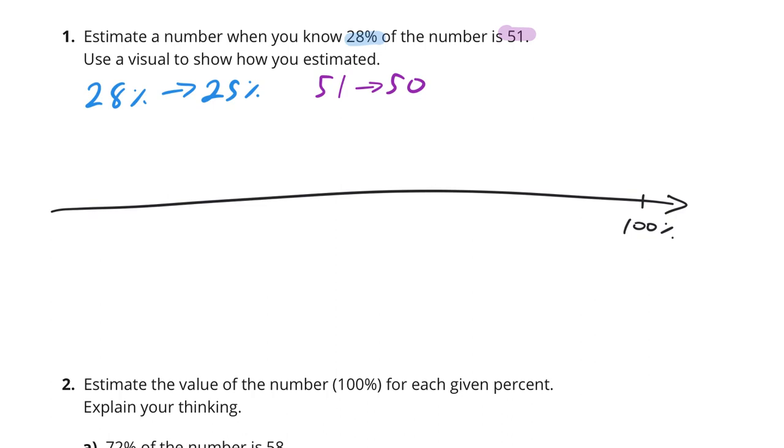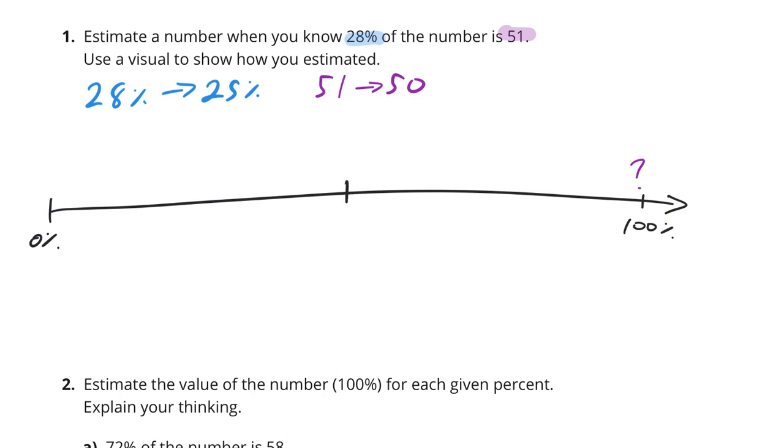This number line isn't very straight, but I think it gets the idea across. 0% is over here on the left, and 100% is on the right. What we're looking for is this number right up here. We don't know that number. However, we do know what 25% is.